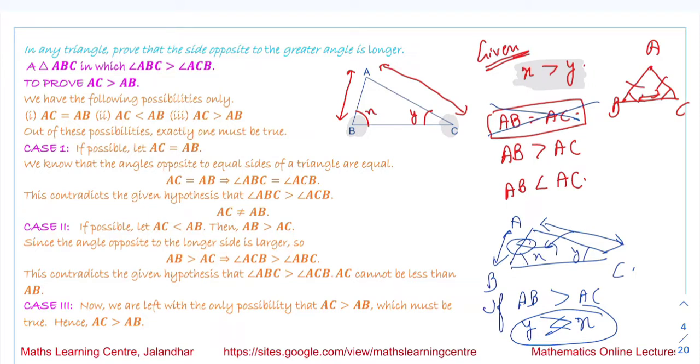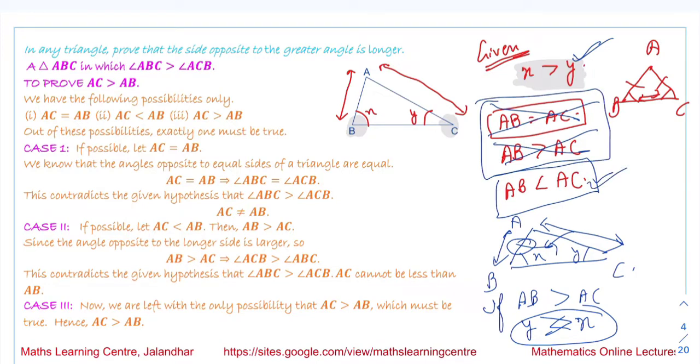But what is given to us is that X is greater than Y. So this case is also not possible, and we are left only with the third case, that AB is less than AC. So in both of the first two cases we get a contradiction. So we are left only with the third case, that AB is less than AC, and this must be true.